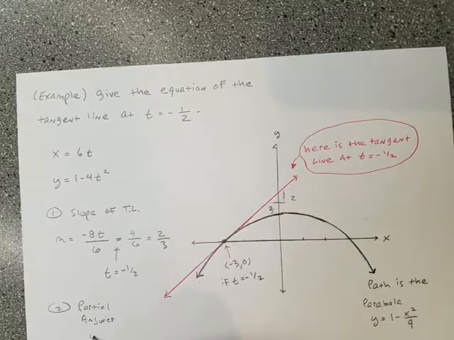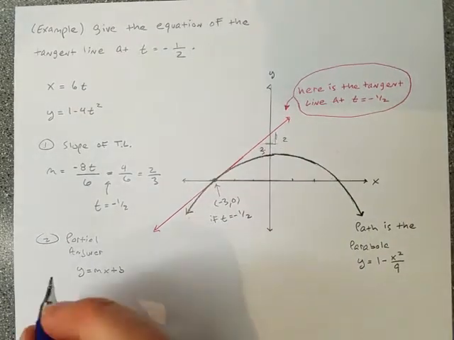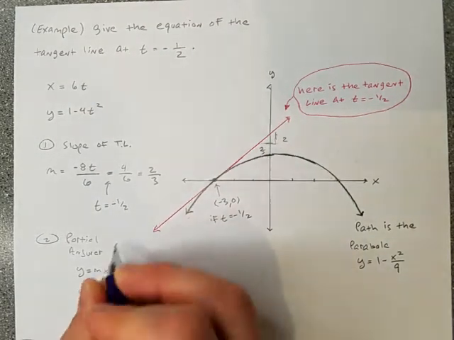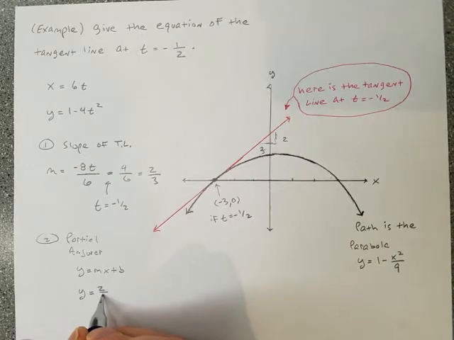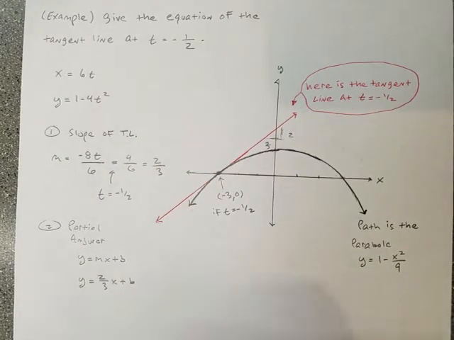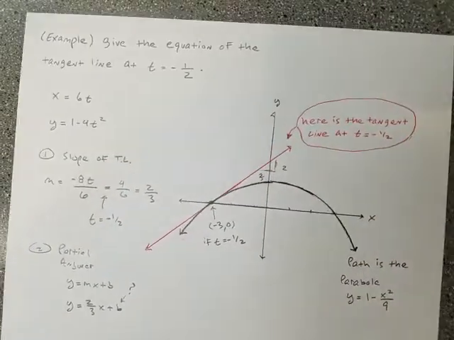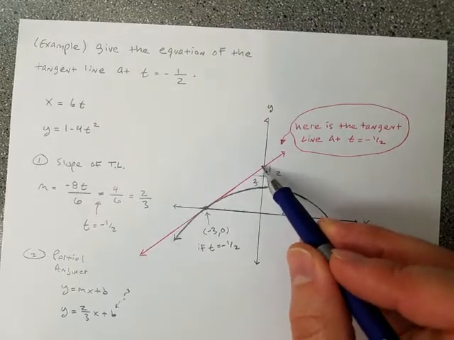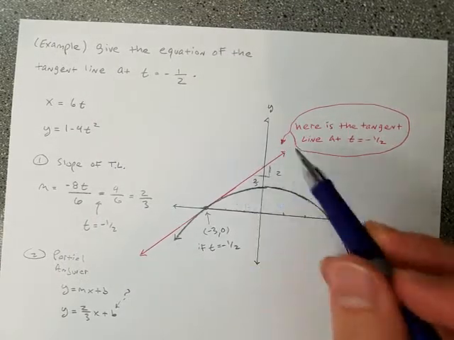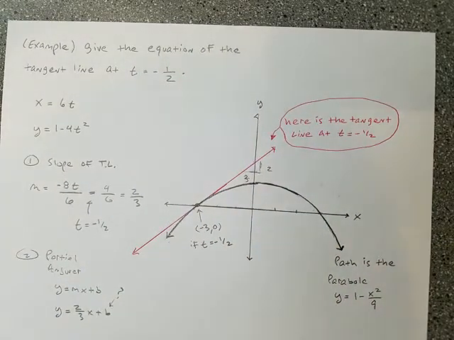Okay, so my partial answer is y equals mx plus b, because that's an equation of a non-vertical line like this one. And I know that the slope is 2/3. So y is 2/3 x plus b. Of course, I say this is the partial answer because I haven't figured out b. That's 1, so I know it's above the 1. But just from my sketch, I can't tell exactly what it is. Anyway, I'll have time to figure it out.